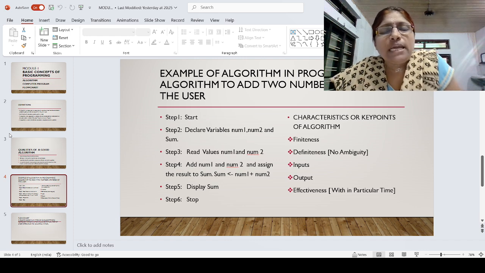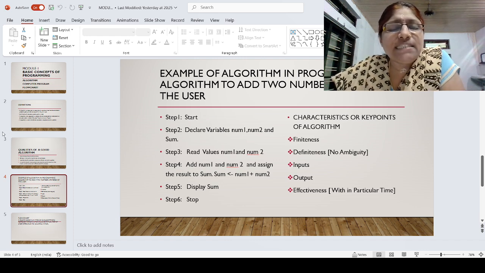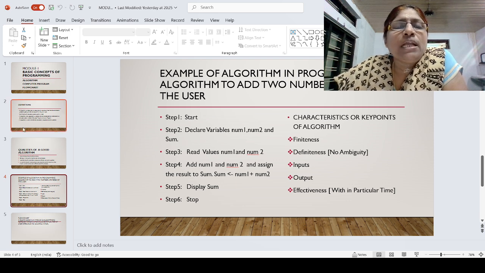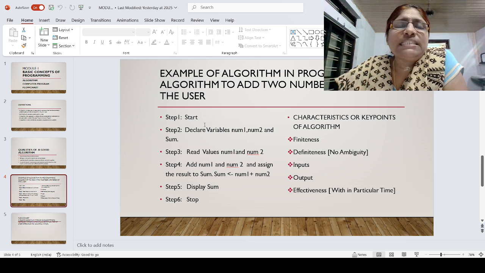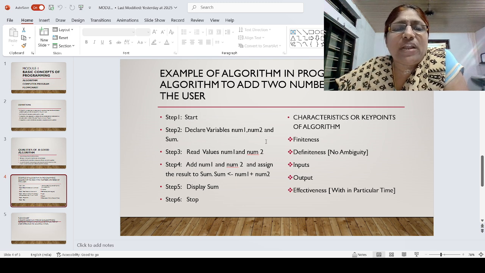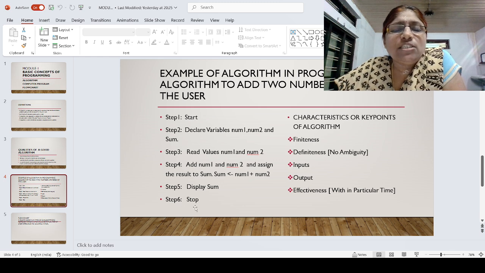And step 5, display sum. Step 6, stop option. These are the 6 steps in order to add two numbers entered by the user. Step 1, starting. Step 2, declaration of variables number 1, number 2 and sum. Step 3, read the values number 1 and number 2. Step 4, adding number 1 and number 2 and assign the result to sum. Step 5, display sum. Step 6, stopping.